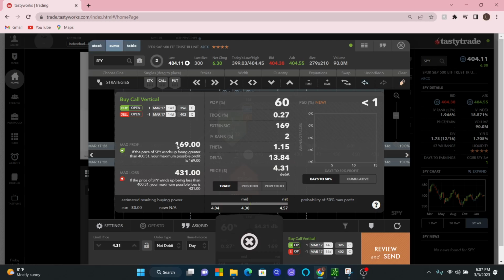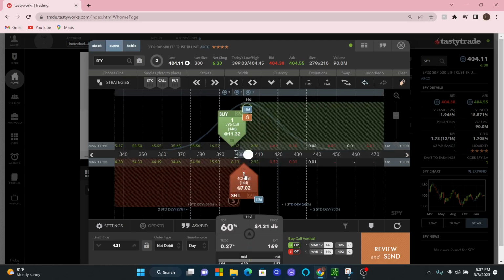When you're in this trade, you don't have to risk $431. If you're down 10% on your $169, which would be $16.90, you can get out. You don't have to hold it through there. If it's going the way you don't want it to go, you can get out at any time.